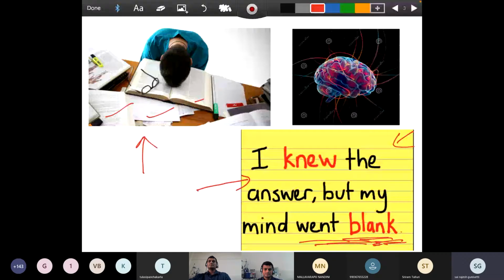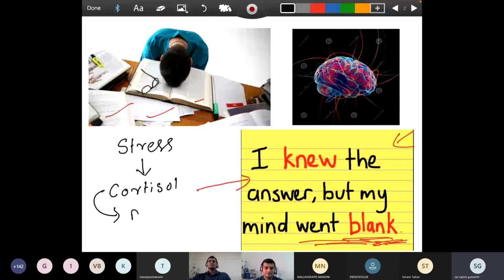To tell you, friends, I could not understand why it had happened. But when I started reading about anatomy and physiology, I realized what had happened was stress. When we are in stress, the body releases a lot of chemicals. One of the major chemicals is cortisol, a glucocorticoid. The job of this glucocorticoid is that it will affect our memory cells in the brain. So what happens? Your mind goes blank. This is what is experienced by most students, not only in pharmacy. Every student experiences it.